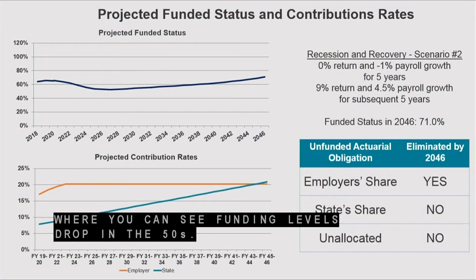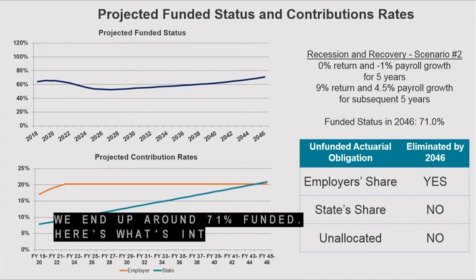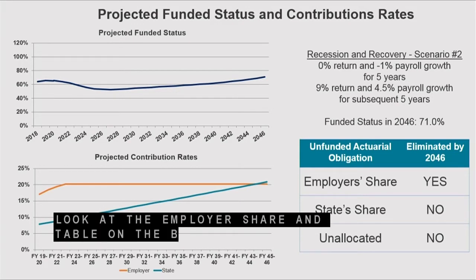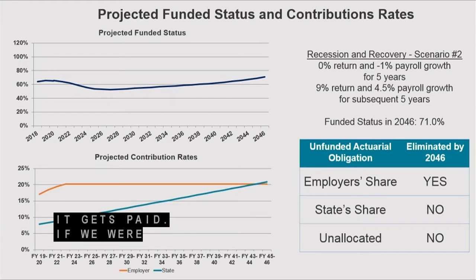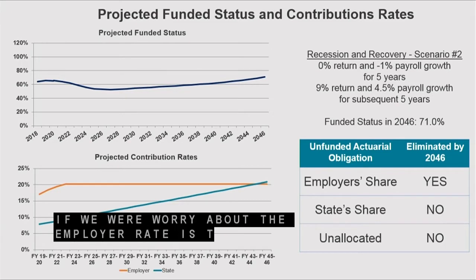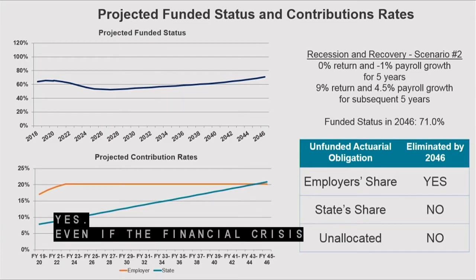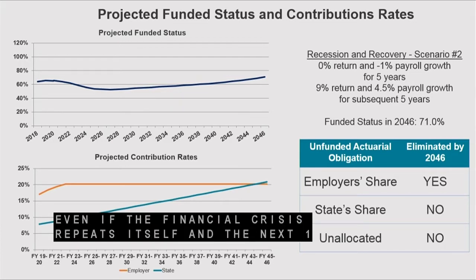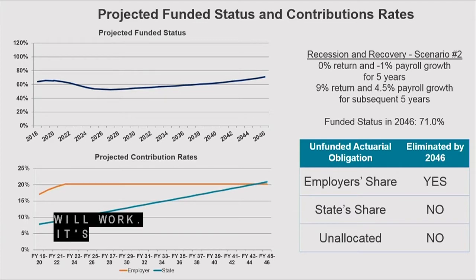But here's what's interesting. Look at the employer share, the table on the bottom right. It gets paid. So if we worry about whether the authority we have to adjust the employer rate is sufficient to eliminate their share, the answer is yes. Even if the financial crisis repeats itself, if the next 10 years are like the last 10, it will work. It's on the state side where right now we would need some more assistance. And we would end up at about 71% funded.